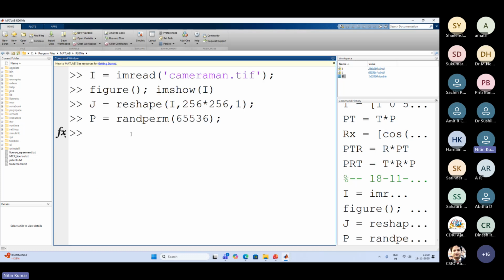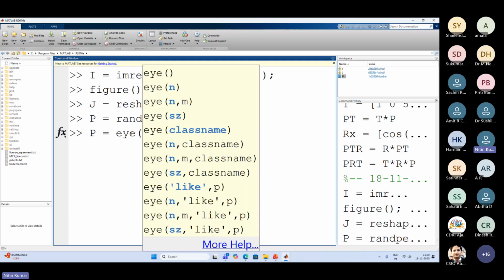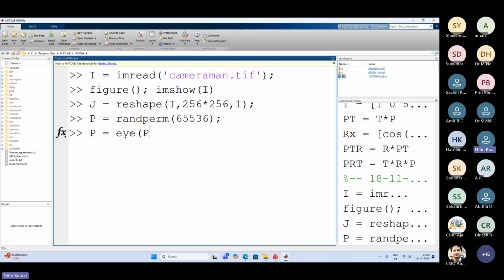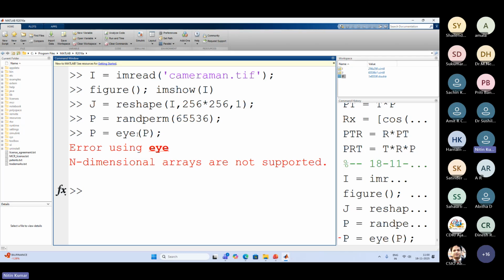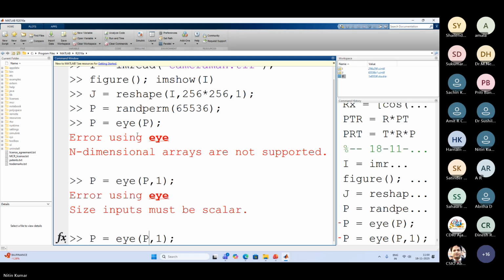Now based on this I will generate the identity matrix. eye is a function which generates the identity matrix, and I pass P here. It says N-dimensional arrays are not supported. Just do this, 1 by P, or P by 1. This will change all rows. So first I generate this, say R, of size 65,536.